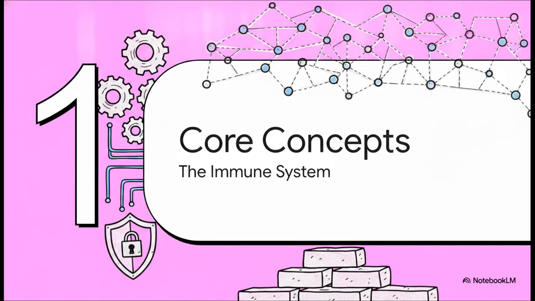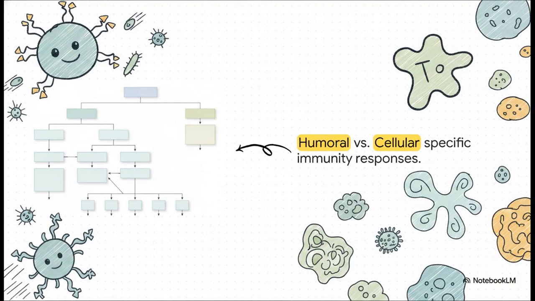All right, starting off with Section 1, Core Concepts. To really get this stuff, you have to understand that our specific immune response is split into two distinct pathways. On one side, we have the B-cell-driven humoral response. You can think of this as your immediate defense system. It gives you quick protection against those acute, rapidly developing bacterial and viral infections by pumping out antibodies.